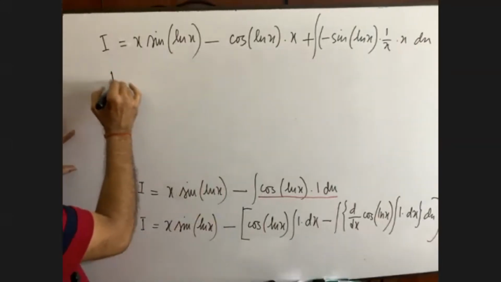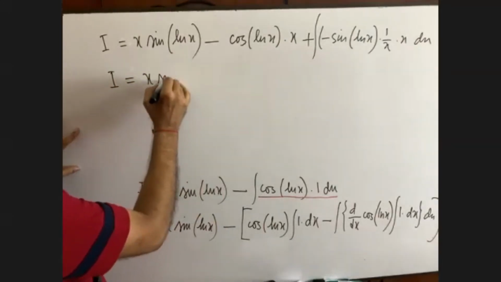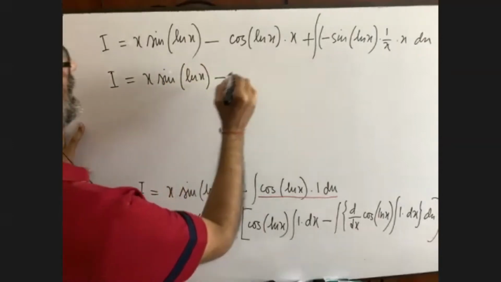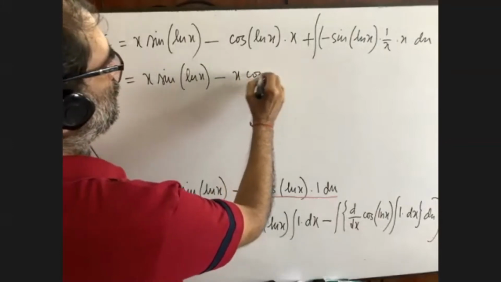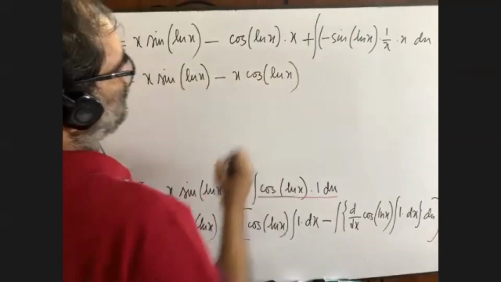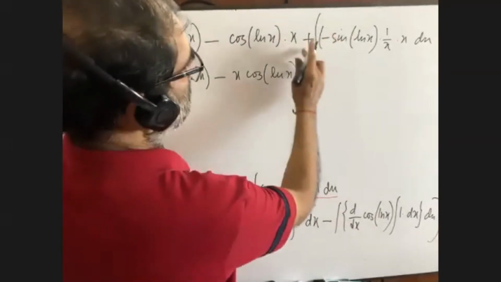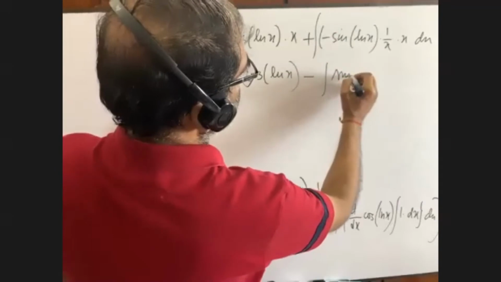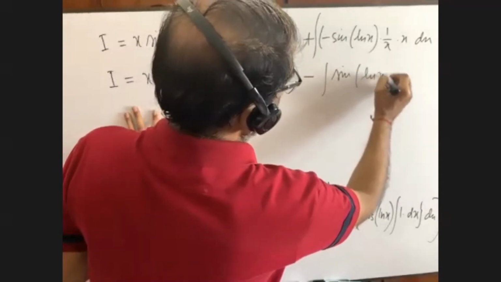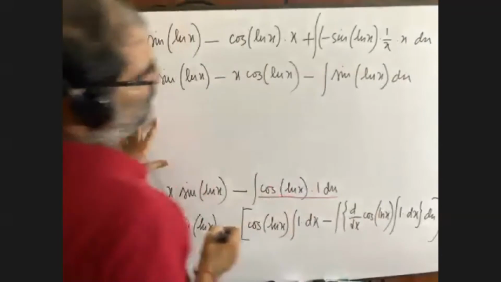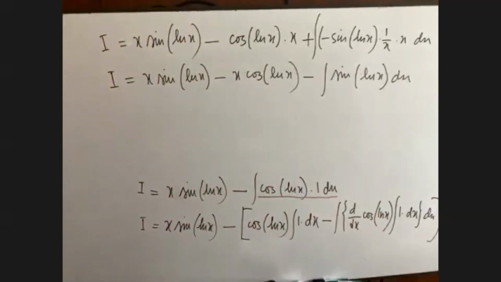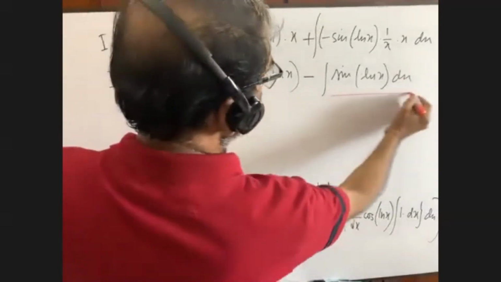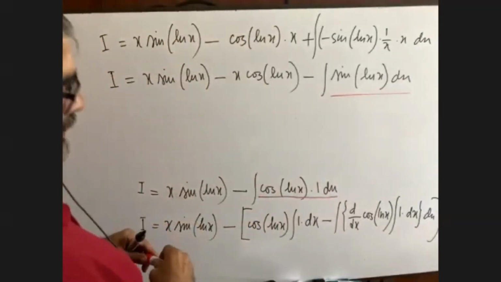That means we are getting I equals x sine ln x minus x cosine ln x. This is plus minus minus. The x's will be omitted. So we are getting sine ln x dx. Dear students, can you please remember what was our math? Actually, we had this math. Can you remember, please? Yes, sir.